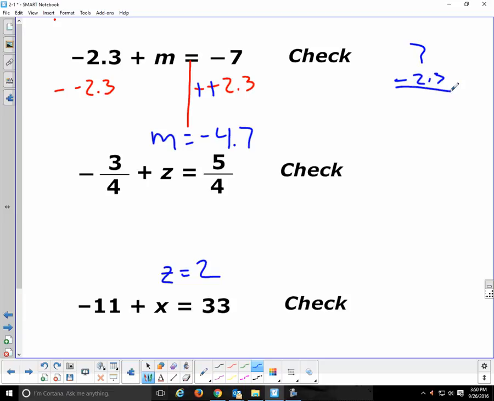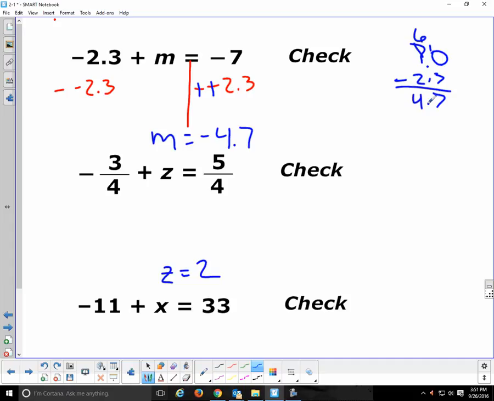You can also think about this as, I owe you $7 and I give you $2.30. How much do I still owe you? Same idea. So I'm going to have to borrow, there's that 4.7. And since it started at a negative 7, I owed you $7 and I gave you $2.30. I still owe you money. So it's negative 4.7.